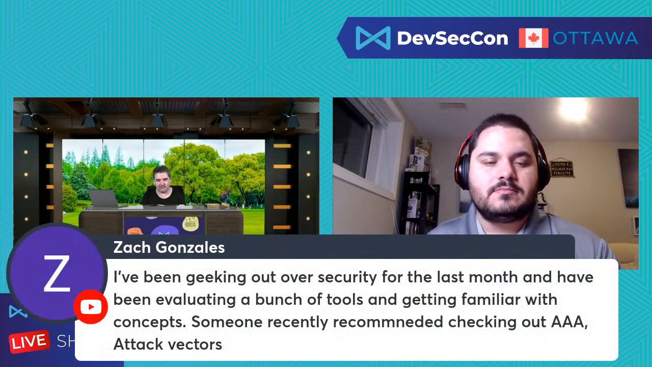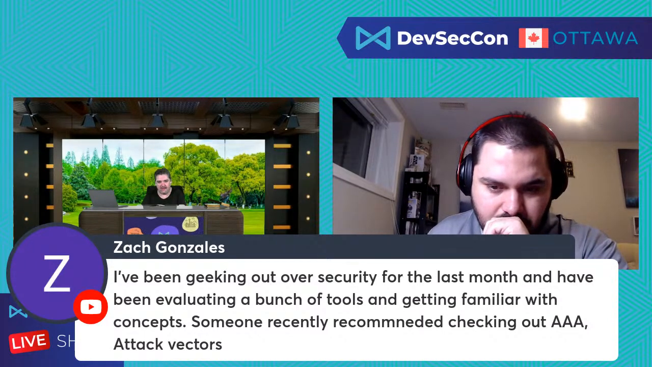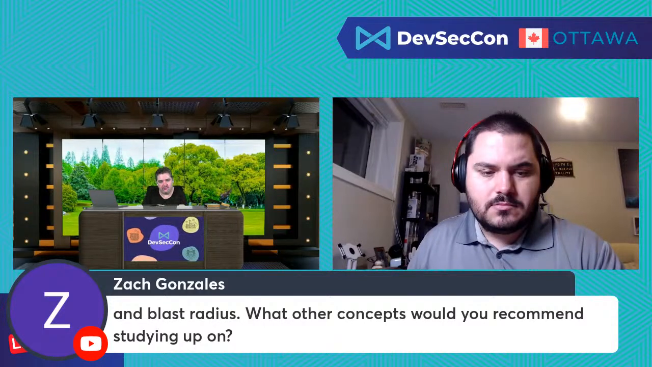Nice. We have loads more chatter coming in, so let me pick through. All right, Zach says, I've been geeking out on security over the last month and have been evaluating a bunch of tools and getting familiar with concepts. Someone recently recommended checking out AAA, attack vectors, and blast radius. What other concepts would you recommend studying up on?